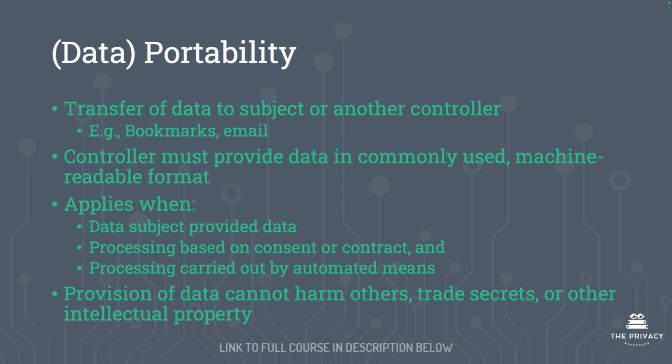When data is requested by a data subject, the controller must provide data in commonly used machine-readable formats. An example of a commonly used machine-readable format might be a CSV or comma-separated value document. Data portability applies when a data subject has provided the data, when processing is based on consent or contract, and processing is carried out by automated means. The provision of one's data cannot harm others, trade secrets, or other intellectual property.